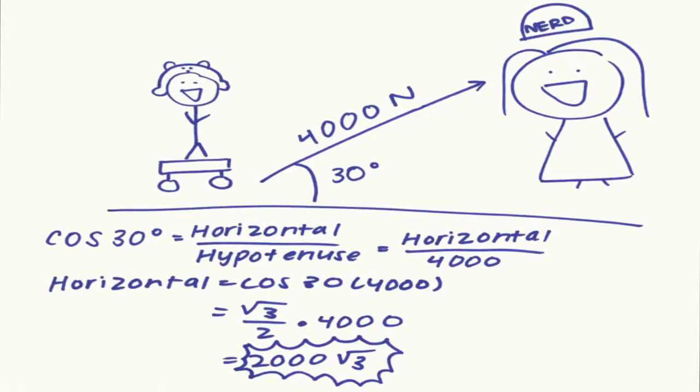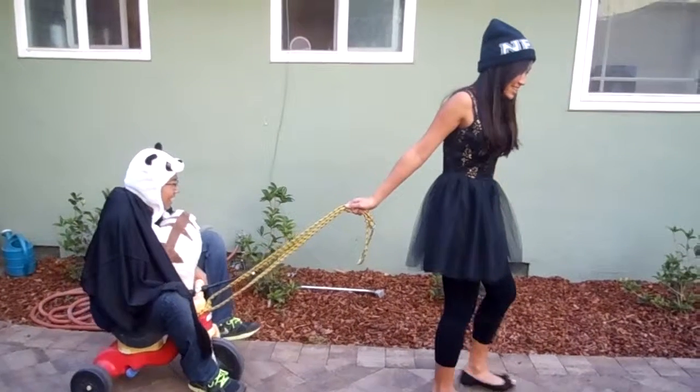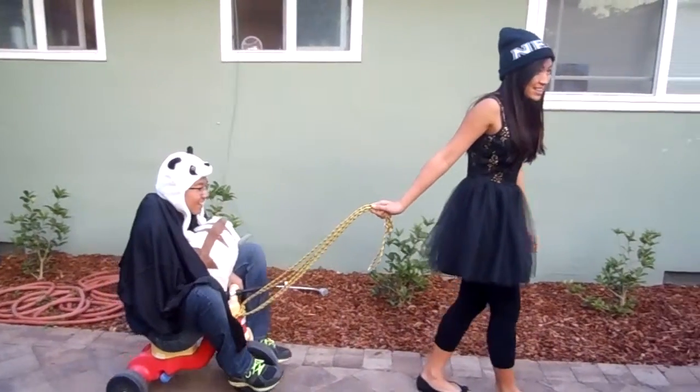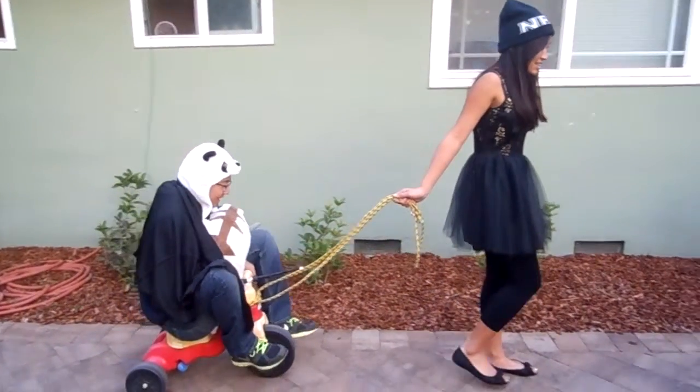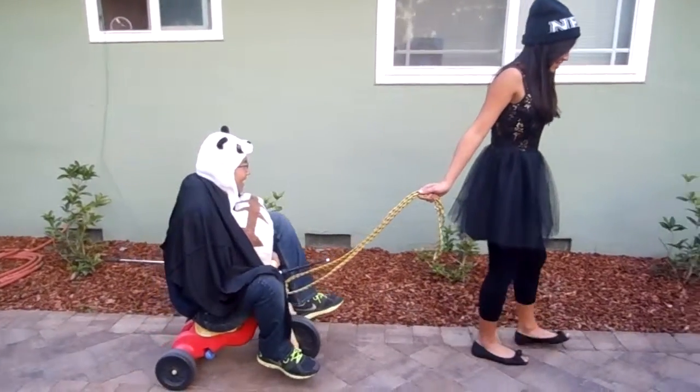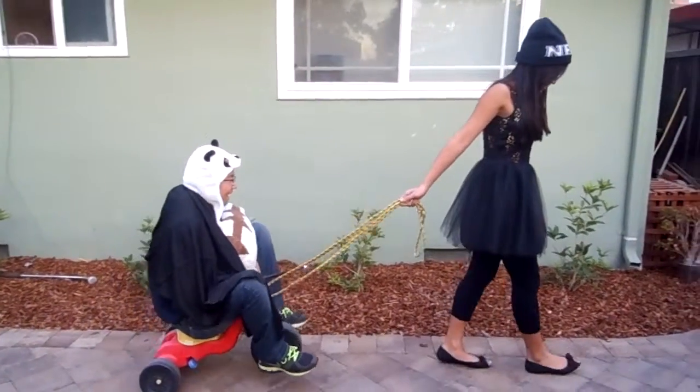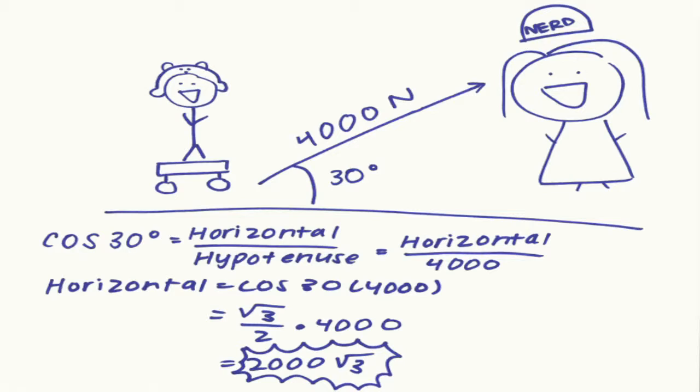We will use cosine for this wonderful problem. The hypotenuse of the triangle is a part of the diagram representing the force on the rope. We want to find the horizontal part of the triangle. Also, the angle of elevation is 30 degrees and I'm pulling with the force of 4,000 newtons. So how do we find the horizontal component? We use the cosine ratio. The cosine of 30 degrees is the horizontal component over that hypotenuse. We can rearrange the equation to find the horizontal component. It is cosine 30 degrees times the hypotenuse, or 2,000 square root of 3.